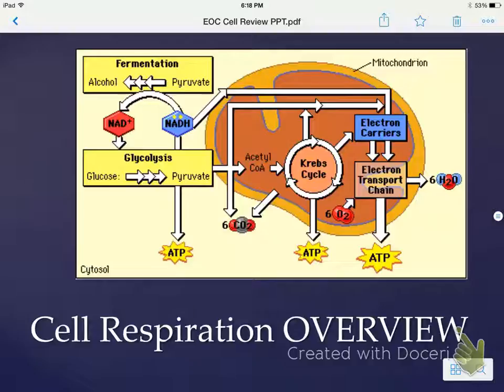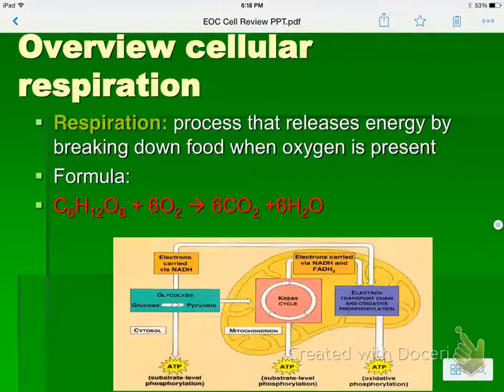So this is a cell respiration overview, which once again I would pause here and examine this diagram. So an overview. Respiration, we release energy. That's what we want. We as humans do cell respiration, and we need that energy for our body to function. And we break down food when oxygen is present. Okay, so here's your formula. You should have that memorized by now.